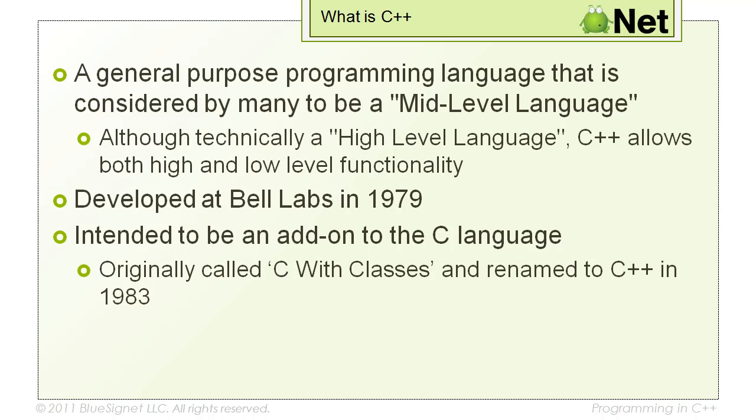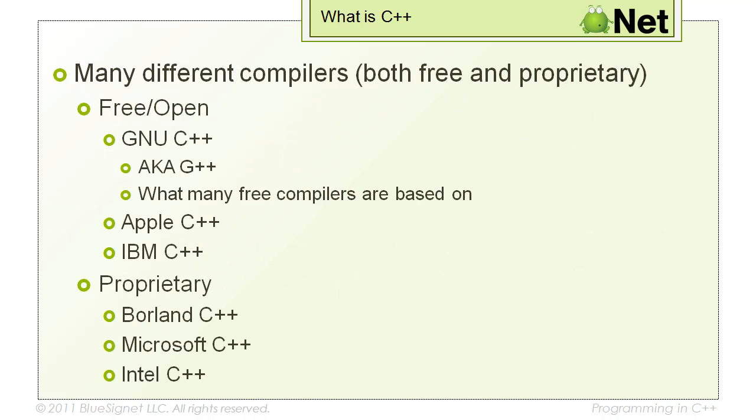It was also intended just to be an add-on to the C language. So this is what we call a bolt-on object-oriented language. It is literally built on top of C, and the language was originally called C with classes. So it's just the C language with the ability to create objects. Then later, in 1983, it was renamed to C++. Pretty cool. There's a lot of different compilers that you can get. They're both free and proprietary.